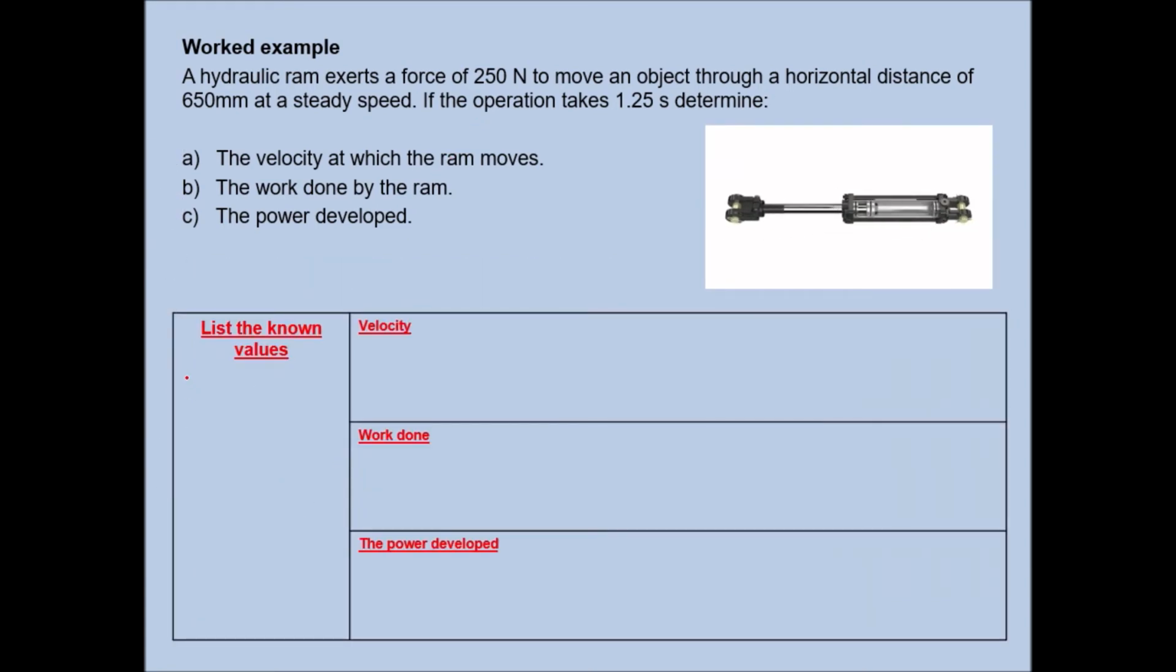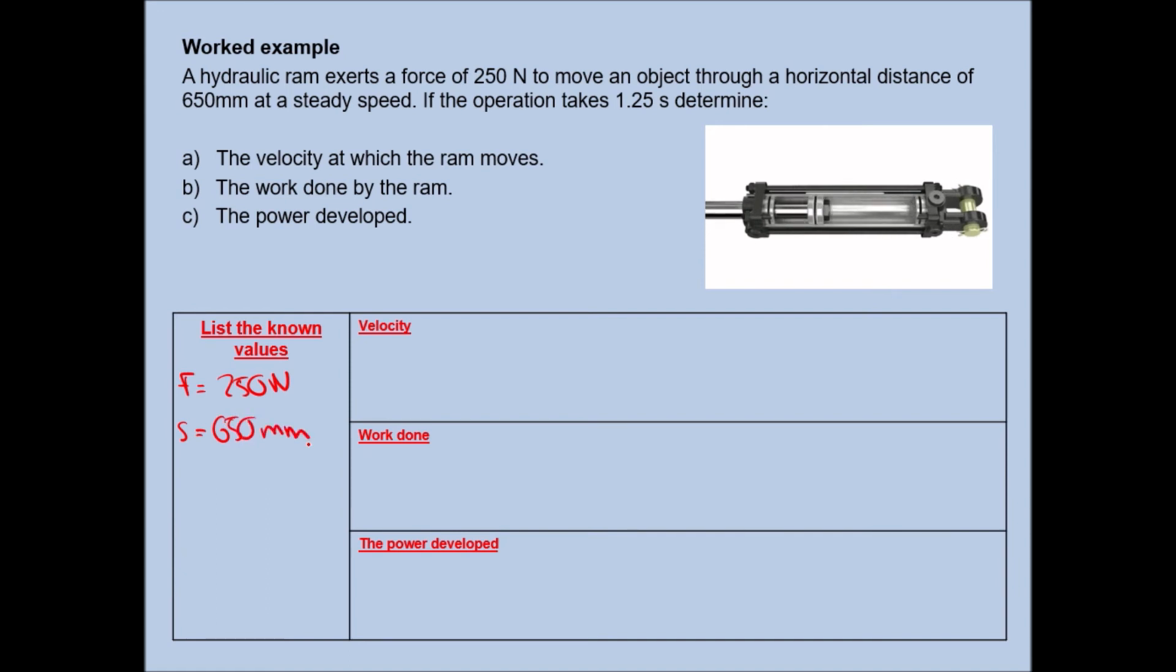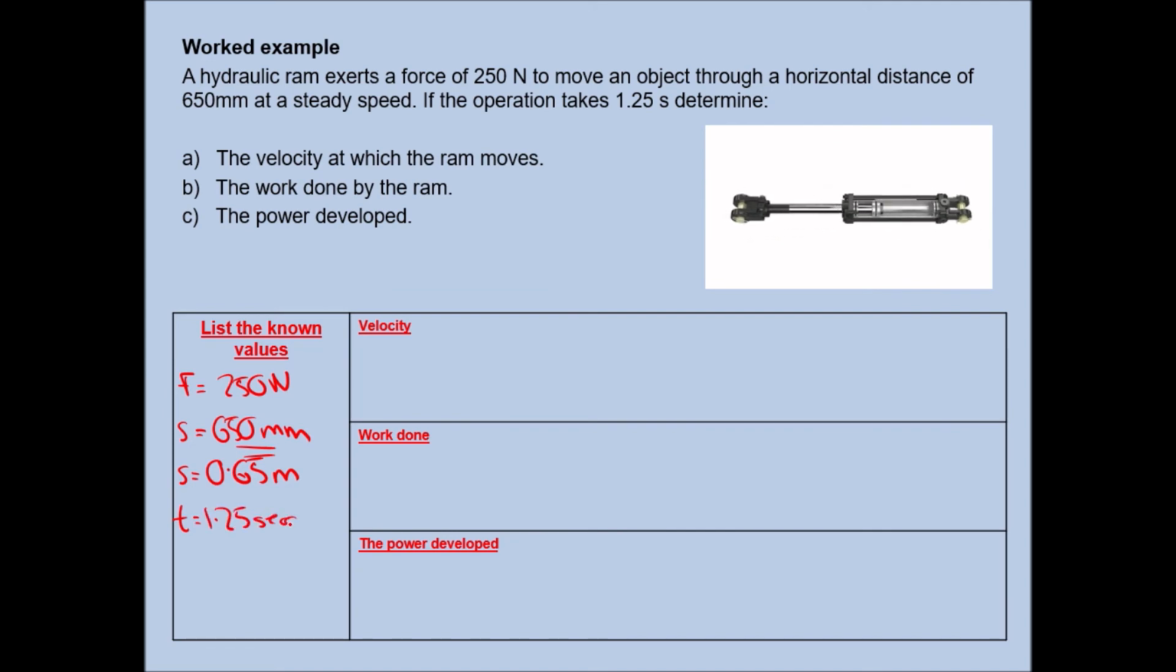So we're going to come back over, we'll have a little look through. So we'll list the values. We'll do F equals 250 newtons. We've got a distance of 650 millimeters. Now don't forget, we have to divide that by 1,000 to turn it into meters. Always meters for these calculations, boys and girls. Last bit of information we've got here is time. So time is equal to 1.25 seconds.